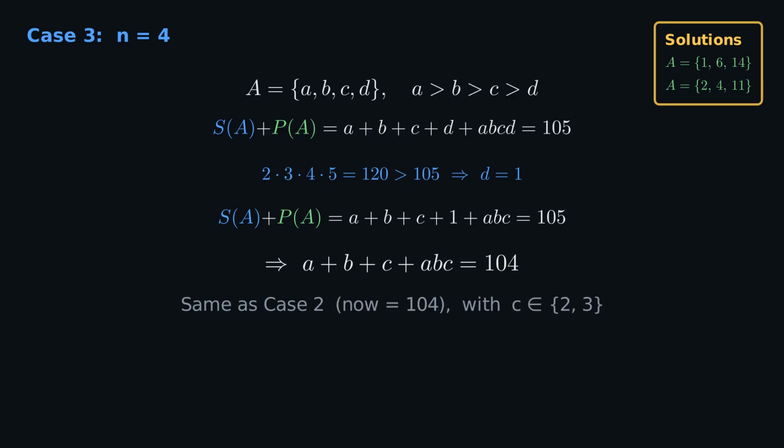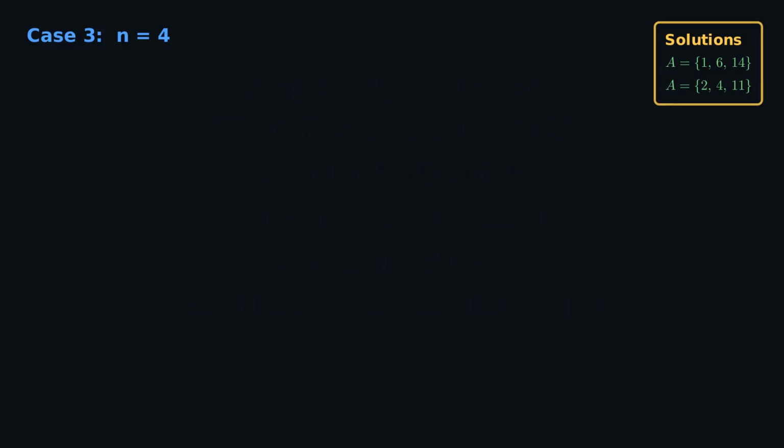And now this is exactly the same as case 2, except the equation is equal to 104 instead of 105. But we can use all the same methods. And by a similar argument as in the last case, we know that C must be 2 or 3. C can't be 1 because D equals 1 and all the numbers are distinct. So we're going to have two subcases to check. I won't go through all the details of the cases here, but I will list the critical values in a table for you to check yourself if you like. But the process is the same as before.